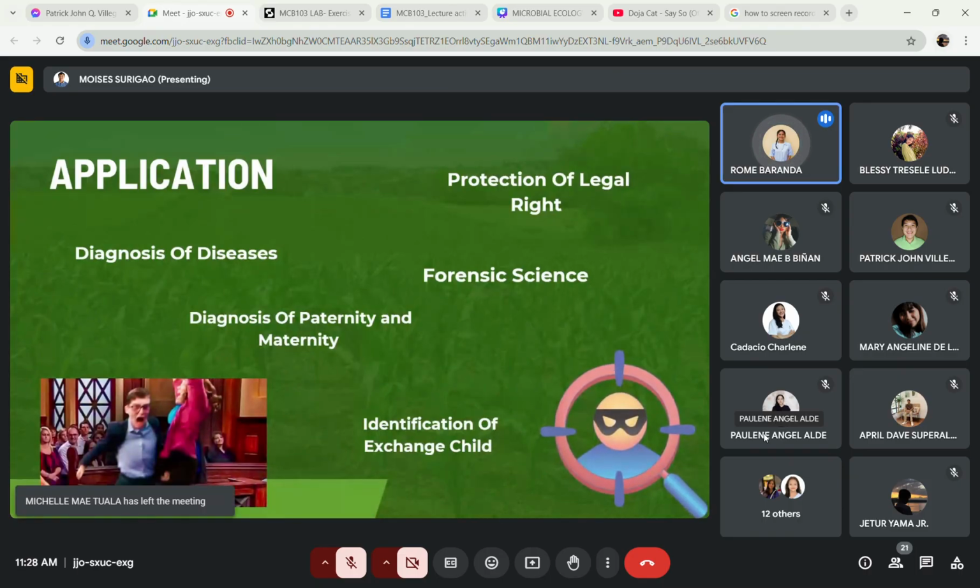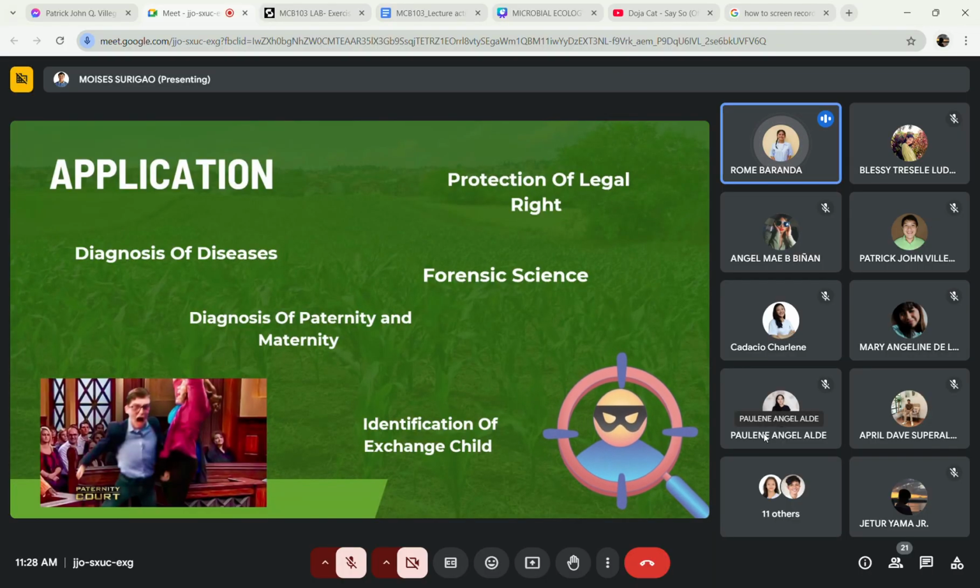Now we have our applications of DNA fingerprinting, and this includes the diagnosis of diseases, diagnosis of paternity and maternity, identification of exchanged child, forensic science, and protection of legal rights. So we will discuss that one by one.